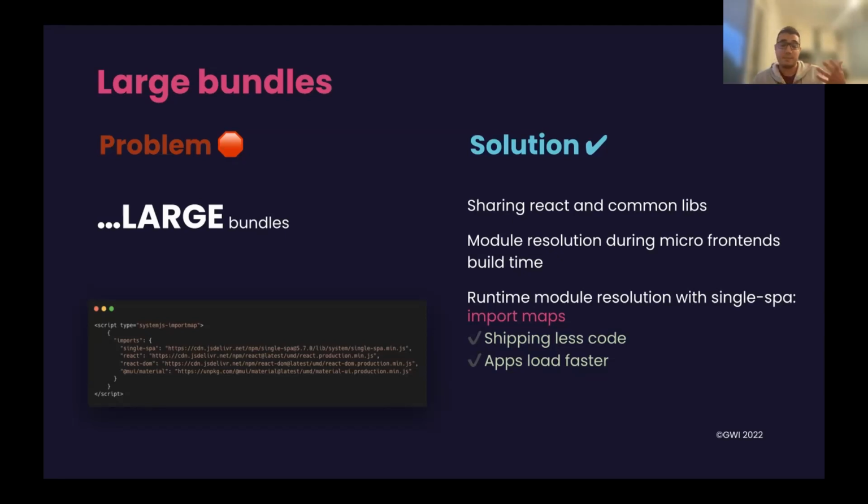And the first and best was that we started sharing React and common libraries through the kernel using the single-spa import maps. In addition, during each micro-frontend build time, we also had module resolution. Last but not least, we had runtime module resolution using the single-spa import maps, as I said earlier on. And as a result, we had less code to ship, apps loaded faster, and the end user experience was way better.